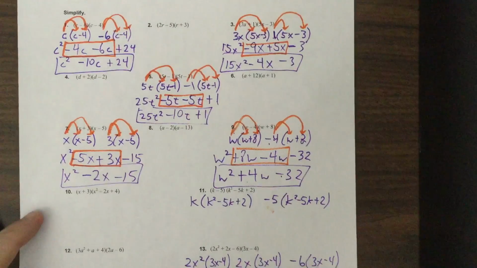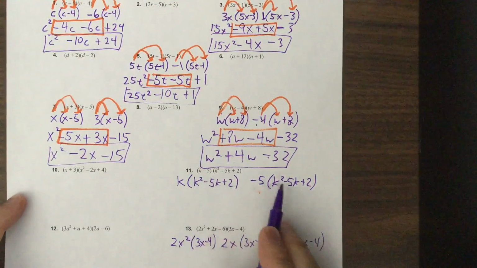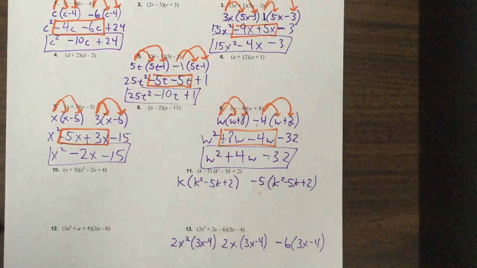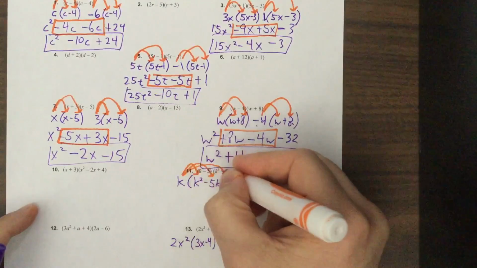Number 11. This is the one that had 3 parts, 3 terms that we wrote twice. Same process though, for the most part.